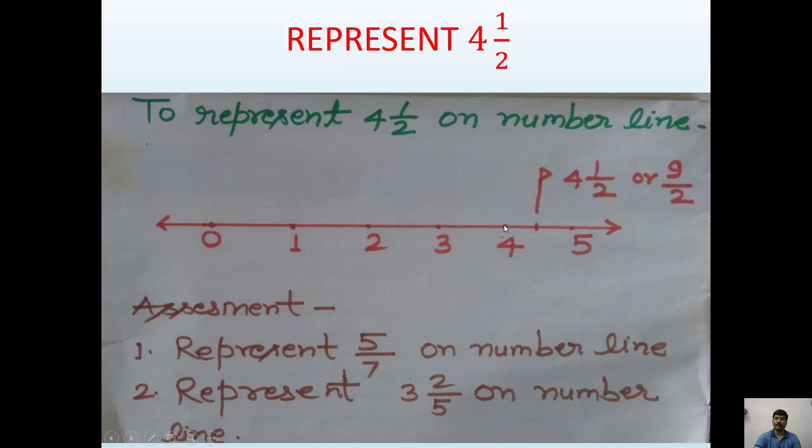So first we will take 4 whole. We have taken 4 whole. Now what do we have to represent? 1 by 2. The next whole we will divide into 2 equal parts and take one part. This part will represent 1 by 2. So from 0 to here is 4 whole and the next part is 1 by 2. It means 4 whole 1 by 2. So this point will represent 9 upon 2.